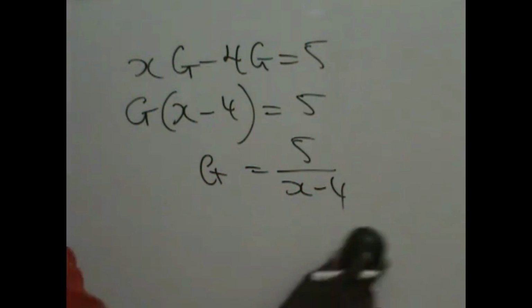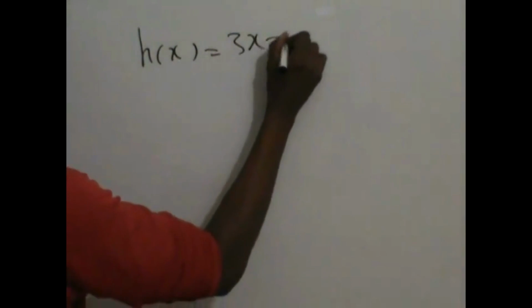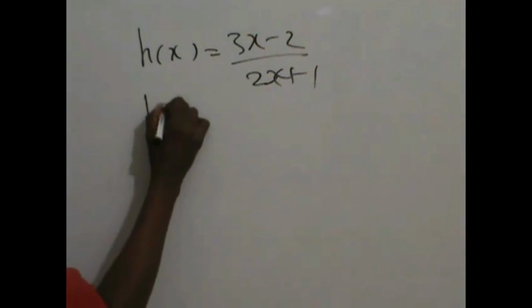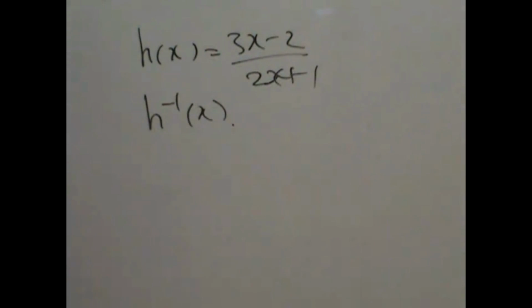And just as we did for the third example, we're going to change the lettering again. So E, F, G, H. So let us use H. H of x is equal to 3x minus 2 over 2x plus 1. And we are required to find H minus 1 of x.